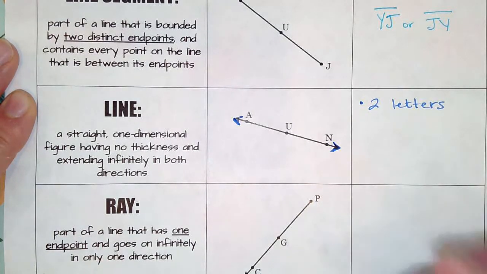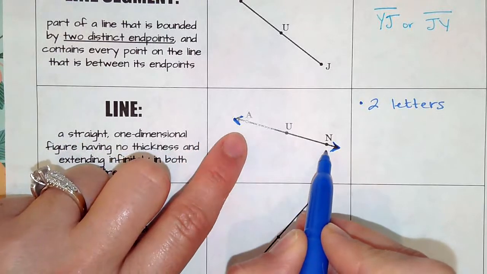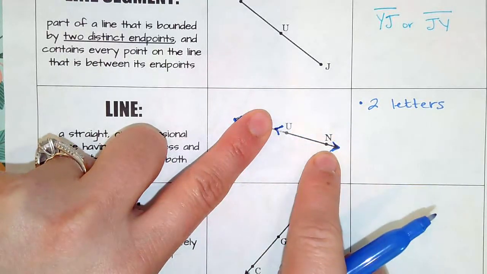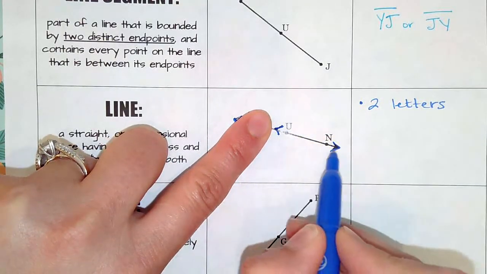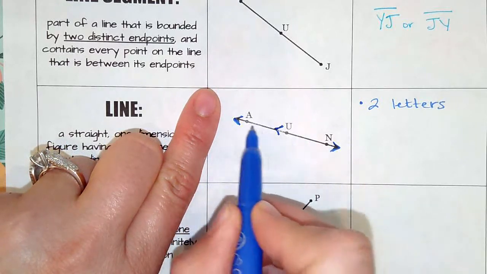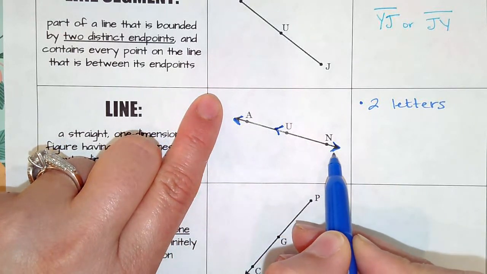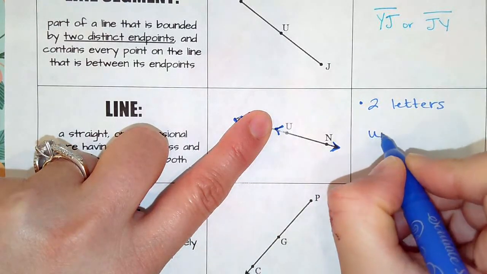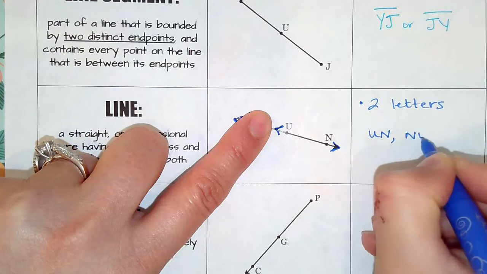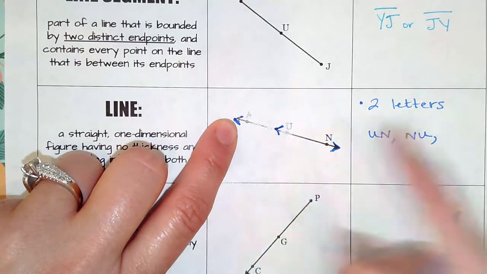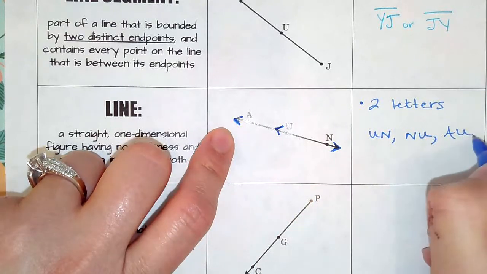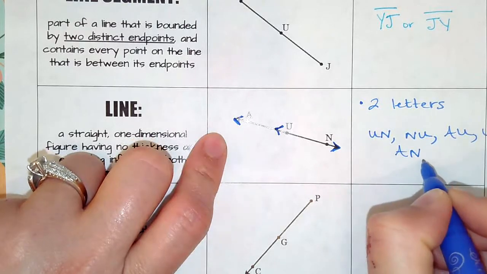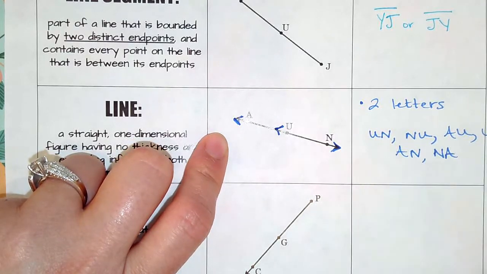Okay, and then we don't have to use endpoints because this is a line that would keep going. Like if I were to just call this line NU or UN, that's fine because that's the same thing as what this whole line would be. Because we can't measure the length of this line since it goes on forever. So it could start and stop wherever. So we could call this UN or NU or AU or UA or AN or NA. Any combination of two letters on the line is fine.